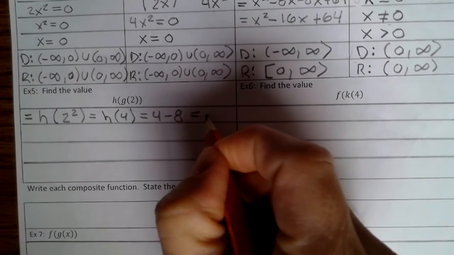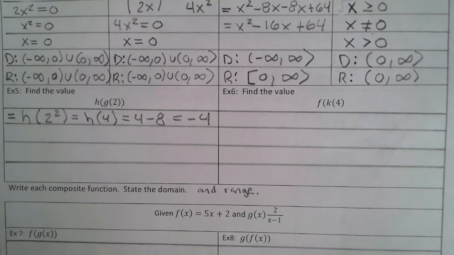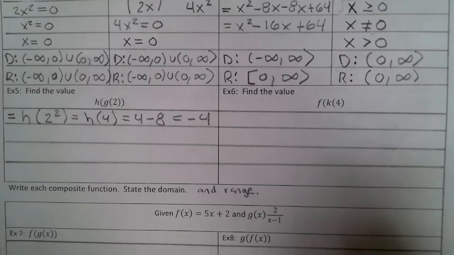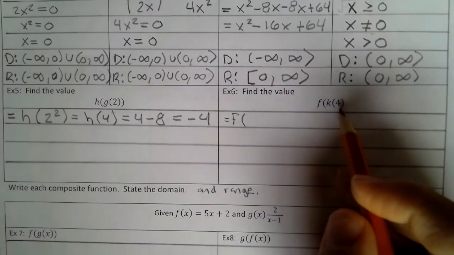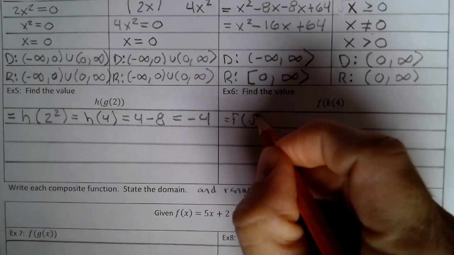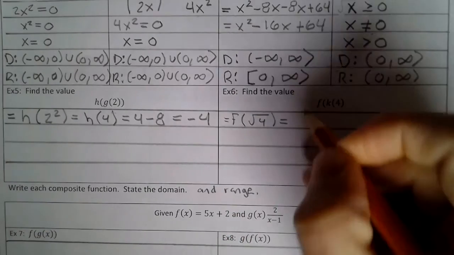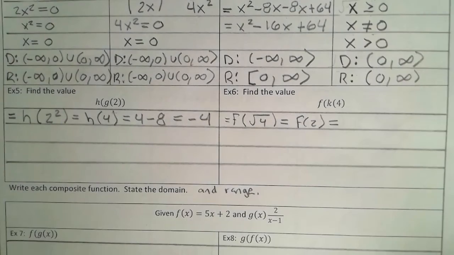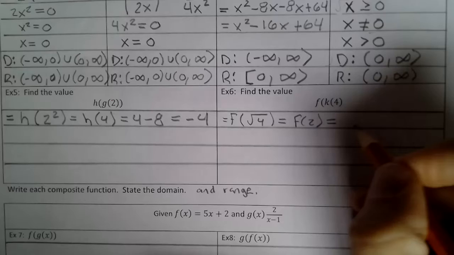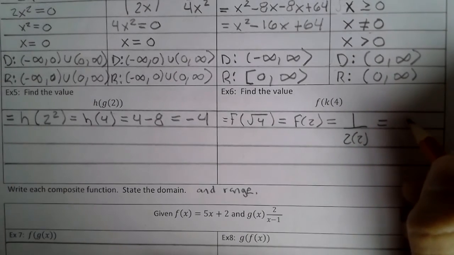All right, example 6. So that's f of k of 4. So we're plugging in 4 into k, so that's the square root of 4, which we know is 2. So that's f of 2. So we're plugging in 2 for f, so that's 1 divided by 2 times 2, which equals 1 divided by 4. All right, go ahead and finish up example 5 and 6.